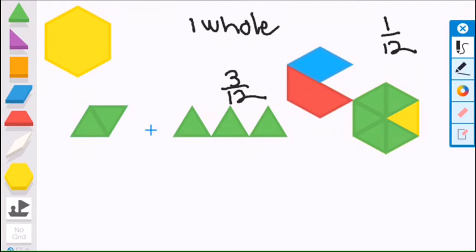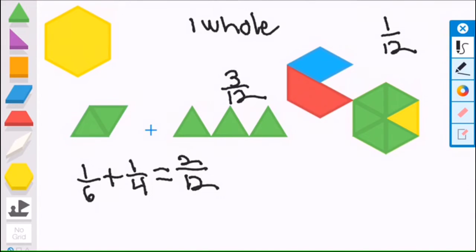So to check our work, we are going to add 1 rhombus, which equals 1/6, plus 1 trapezoid, which equals 1/4. And as you saw earlier, 1 rhombus equals 2 triangles, so 2/12. And 1 trapezoid equals 3 triangles, which is 3/12, which adds up to equal 5/12.